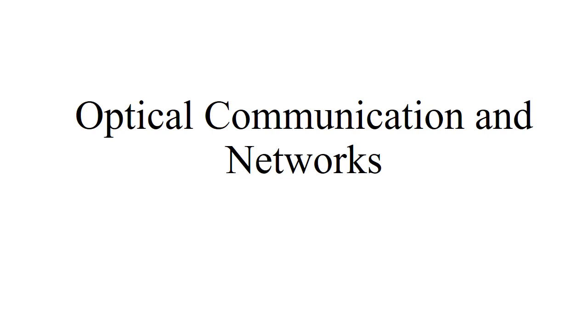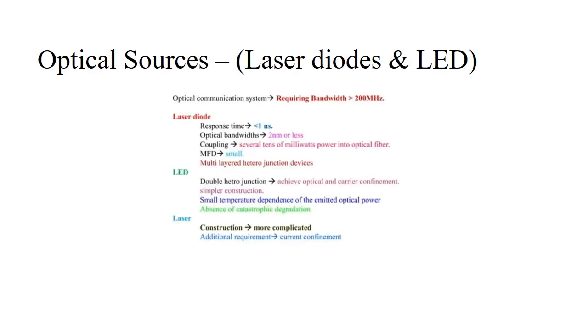We are studying optical communication, and here we are dealing with optical sources. The optical sources we are looking at are laser diodes and LEDs. In an optical communication system we require bandwidth greater than 200 megahertz. So if you take the different types of optical sources, we have the laser diode.